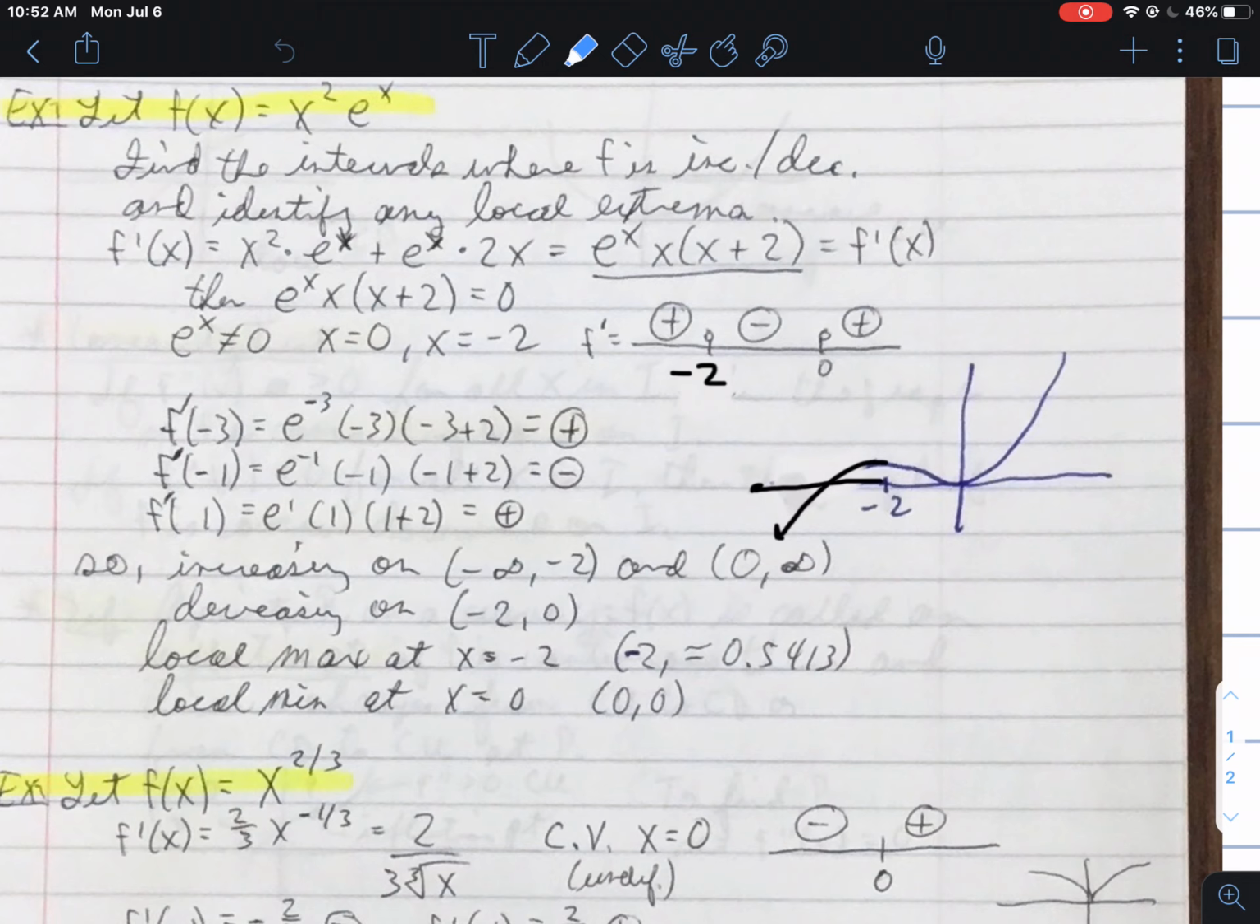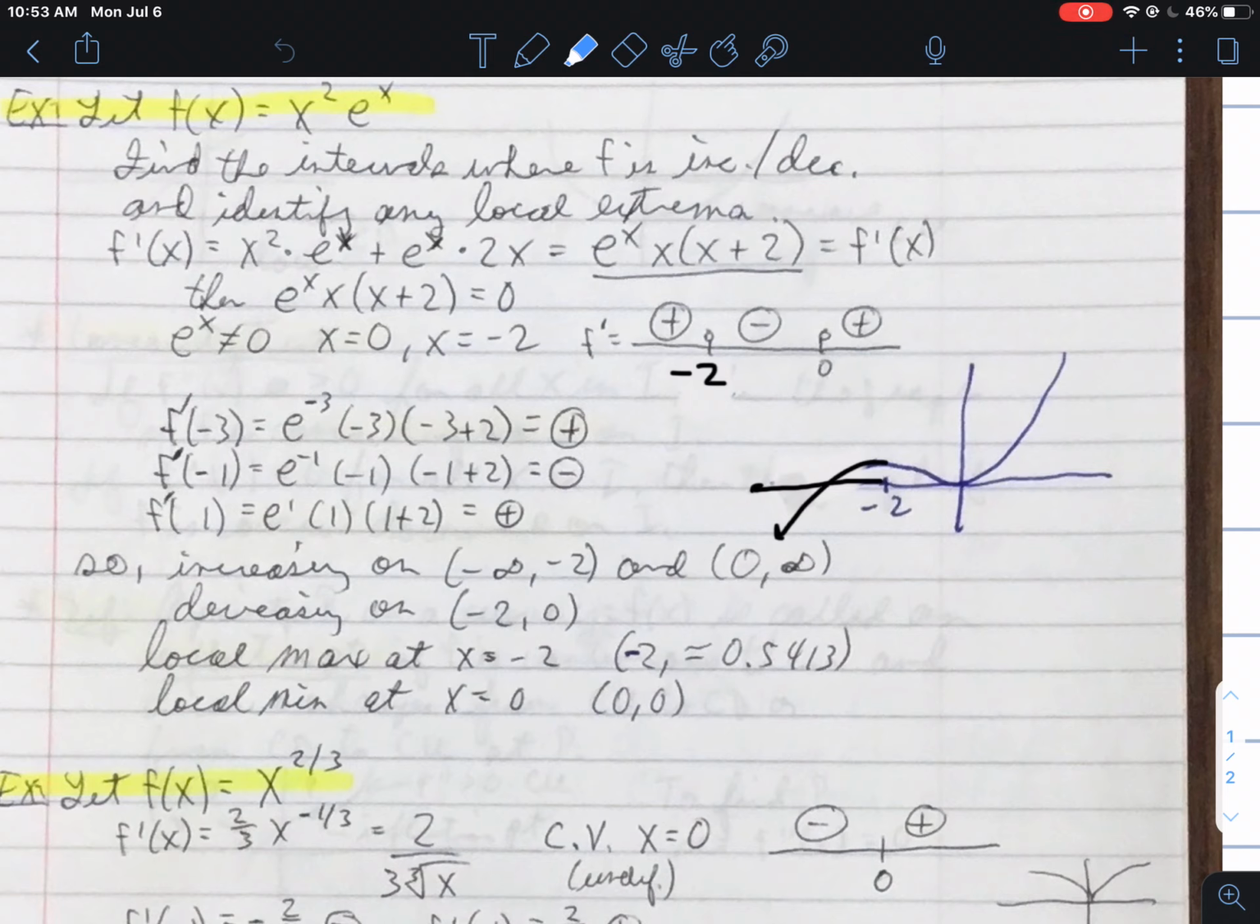Here's another example. Let's let f of x equal x squared times e to the x. So again, let's go through the same process. Let's find the intervals where f is increasing or decreasing and identify any local extrema. So we start with our derivative, find your critical numbers. So I got f prime of x, there's our product rule. And again, all the differentiation, that just goes back to what you know about differentiating functions.